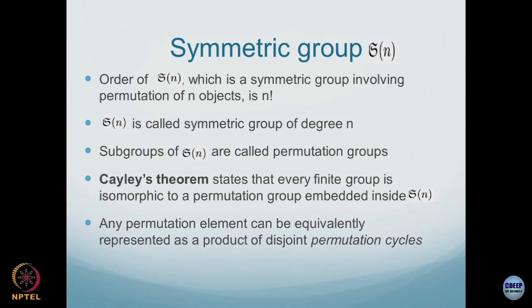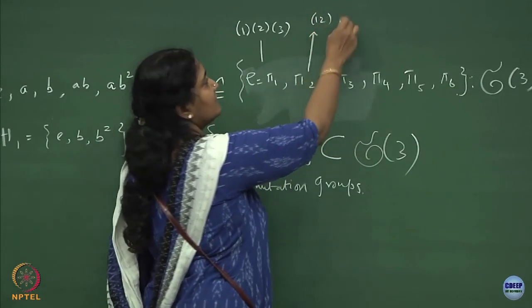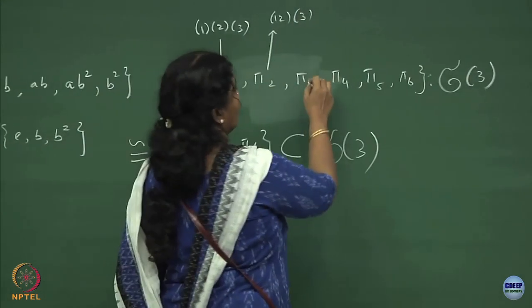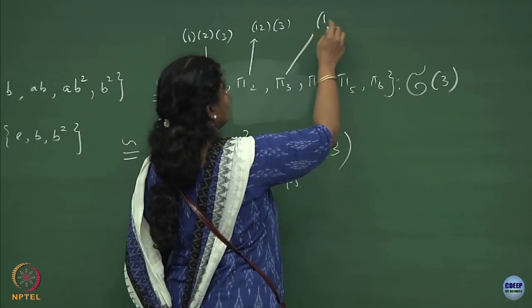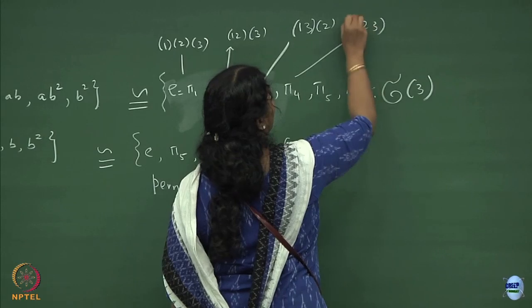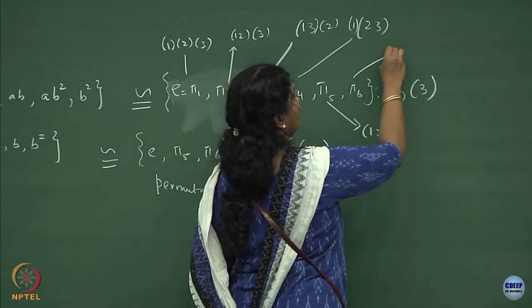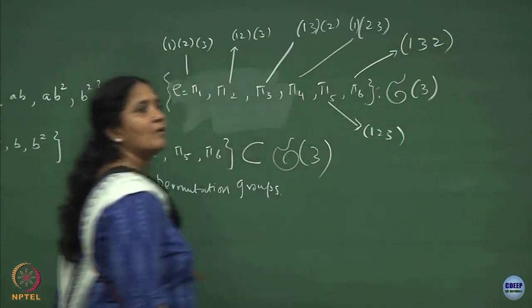And any permutation element, we also saw, can equivalently be represented as a product of disjoint permutation cycles. If you remember these elements, this one can be written as (1)(2)(3), which are disjoint cycles, these are 1 cycles, right. And this one was (1 2), exchange, 3 was not touched, and so on. I do not know which one was (1 3) and which one was (2 3). Anyway, one of them is (2 3), and this one is (1 2 3), a 3 cycle, and this one is (1 3 2). Am I right?